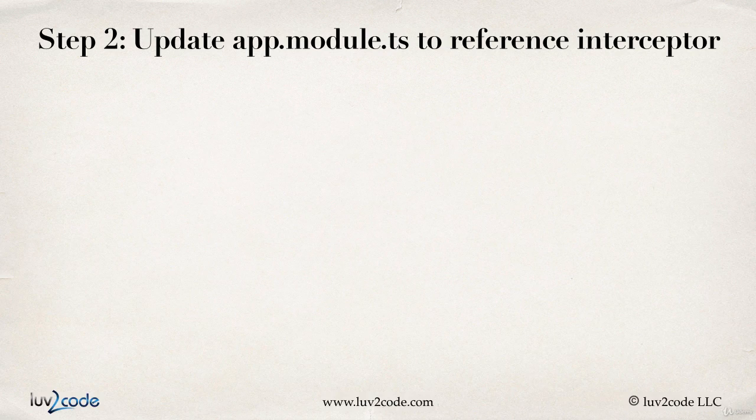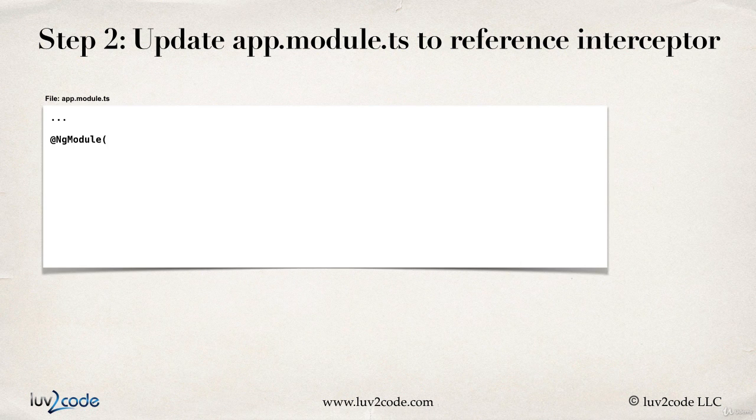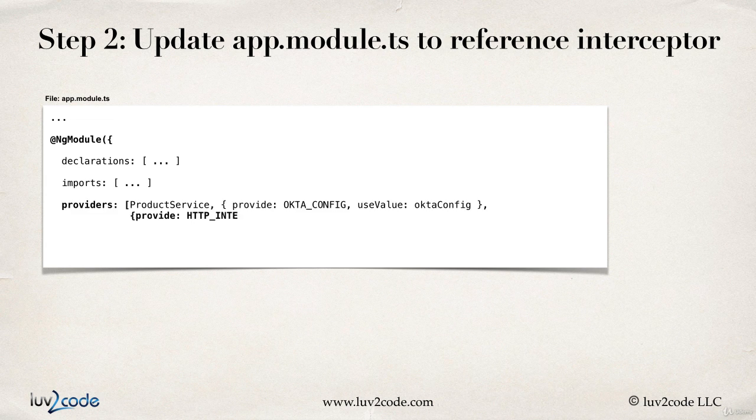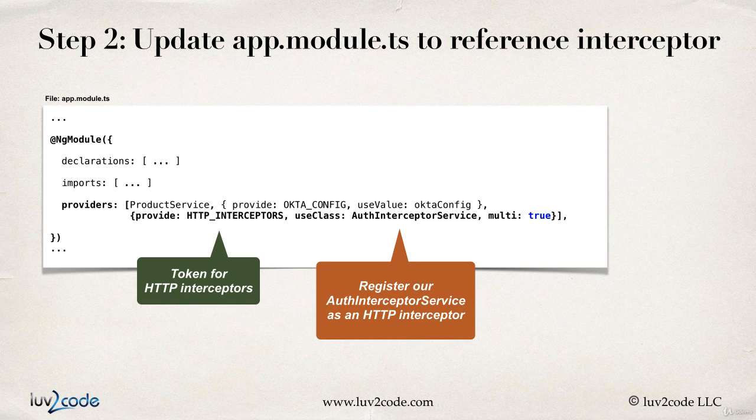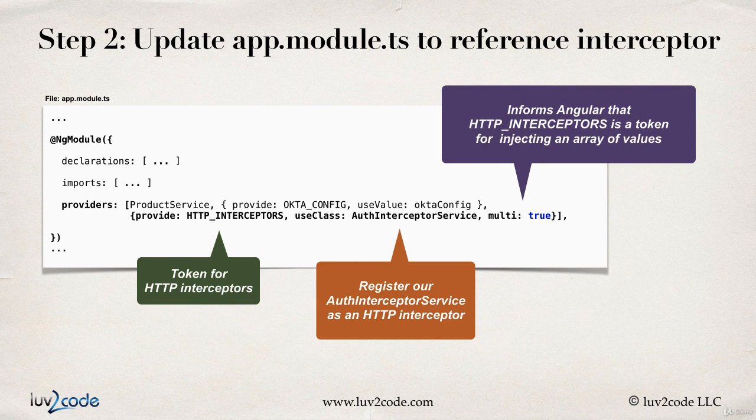Alrighty, step 2 is updating the app.module.ts to reference the interceptor. So we'll move into our app.module.ts file. We have our normal declarations and imports, and then here for providers, we'll set up a reference for the interceptor. So we make use of HTTP_INTERCEPTORS, that's the token for the HTTP interceptors. And so now we register our AuthInterceptorService as an HTTP interceptor. And then for the multi: true, this informs Angular that HTTP_INTERCEPTORS is a token for injecting an array of values. Because remember, with these interceptors, you can have 0 to many interceptors.